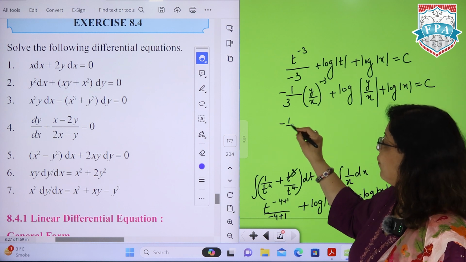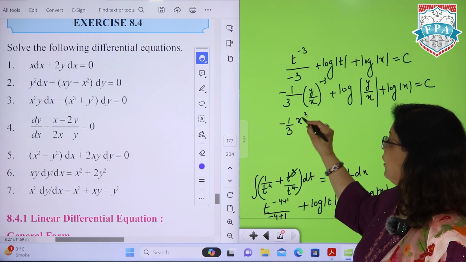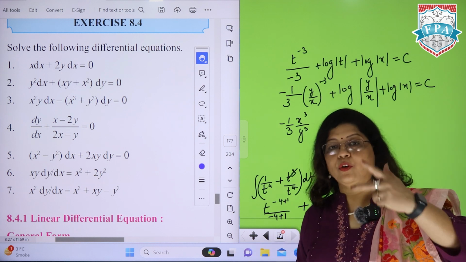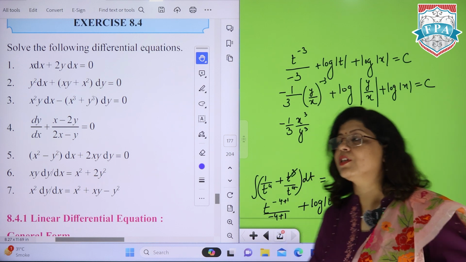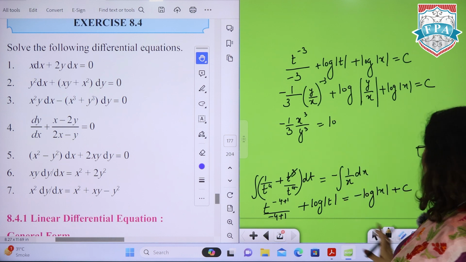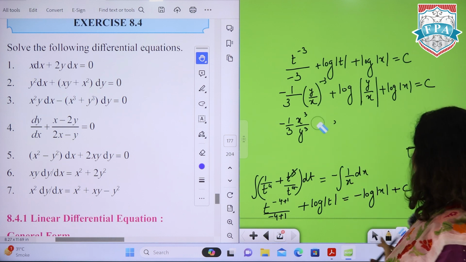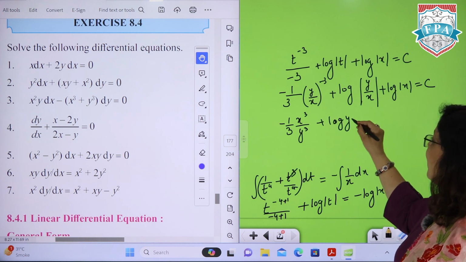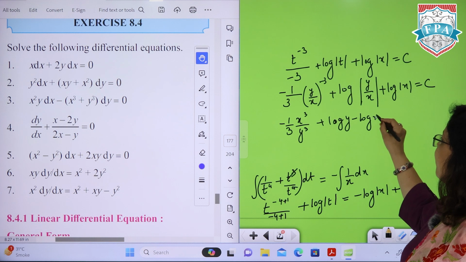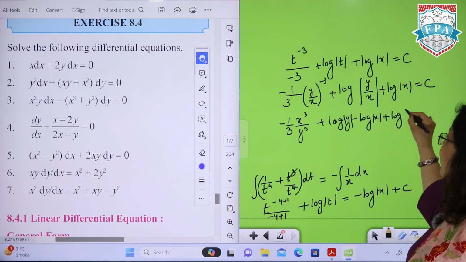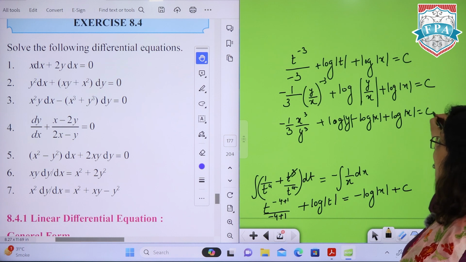थोड़ा सा और solve करेंगे so that we can come to a decent answer. So since the power is minus 3, what will we do? We'll switch it to make the power positive. Once we get this, this log y will get converted to log y minus log x, we have plus log x, which will get nullified, and then c.